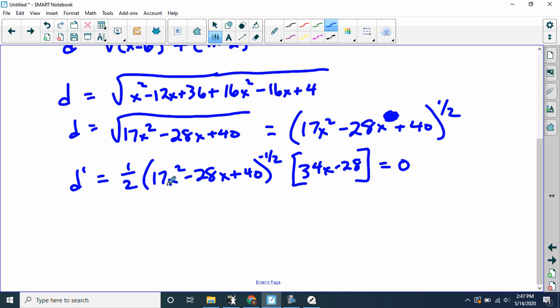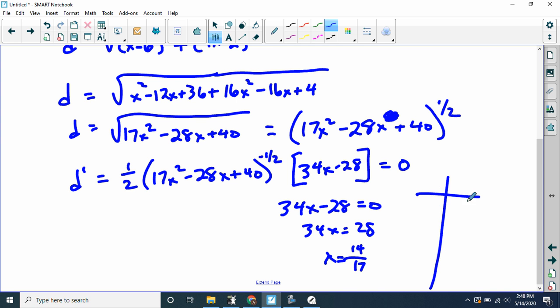On problems like these, you would set this equal to 0. You will never get any solutions for that, so we don't need to worry about that. The only one we need to worry about is 34x minus 28. So we get x equals 14 over 17.